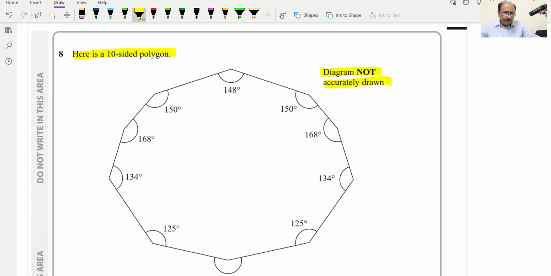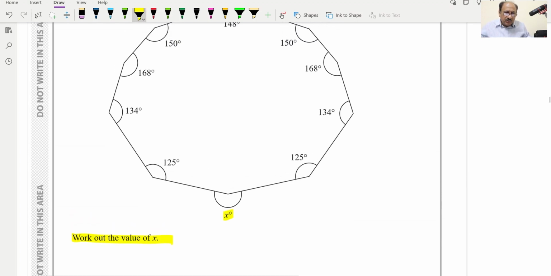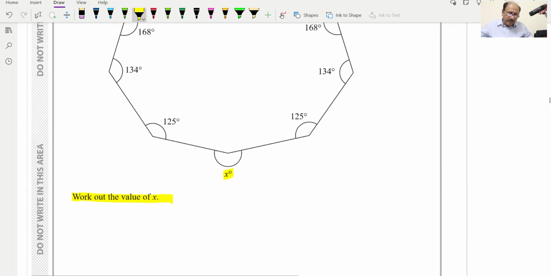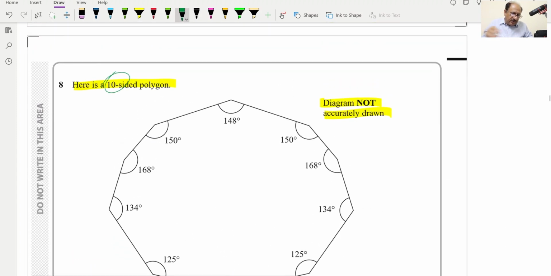Now question number 8. A diagram is provided which is not accurately drawn, and here is a 10-sided polygon. Work out the value of x, and x is over here. So we know that the sum of interior angles of a polygon is equal to n minus 2 into 180, and the number of sides they have mentioned is 10.